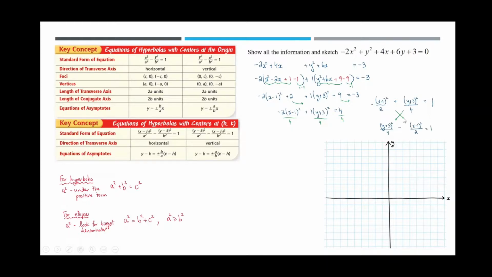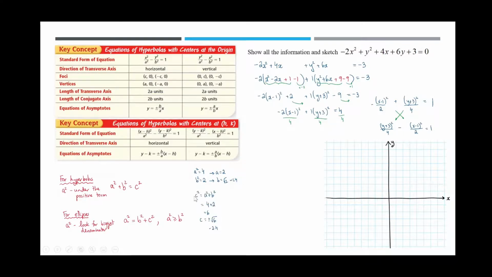Now I'm going to change the order. I would like to have the positive term first and then the negative term second. Notice how the positive term here is actually the y term. So the a squared would be the 4, the denominator of the positive term, which means a itself will be just 2. And then the denominator on the negative term would be 2 here, so b squared is 2, so b itself is roughly 1.4.